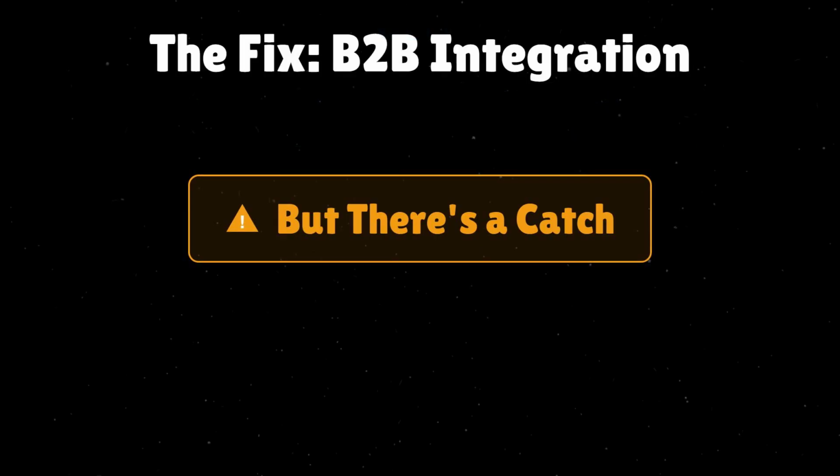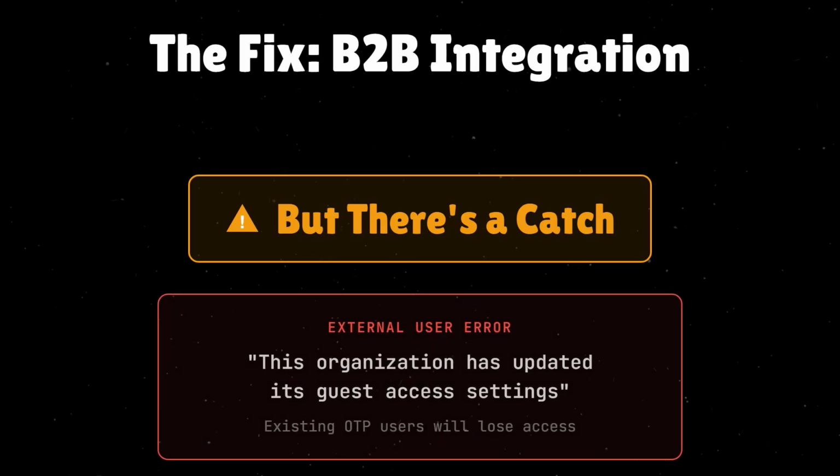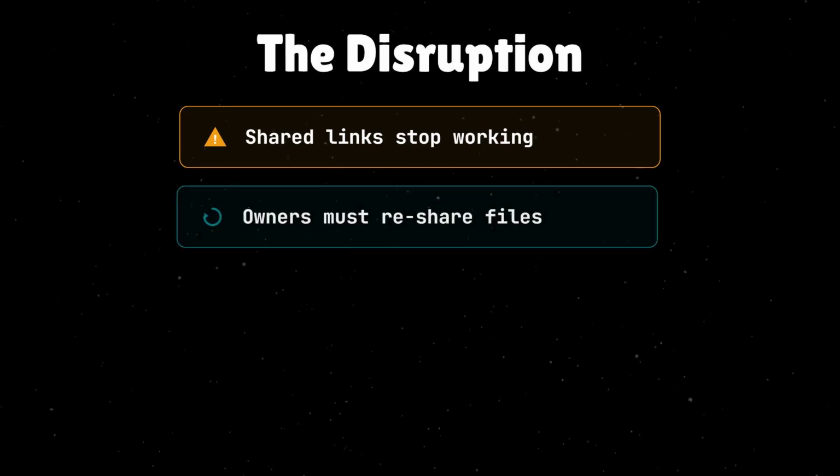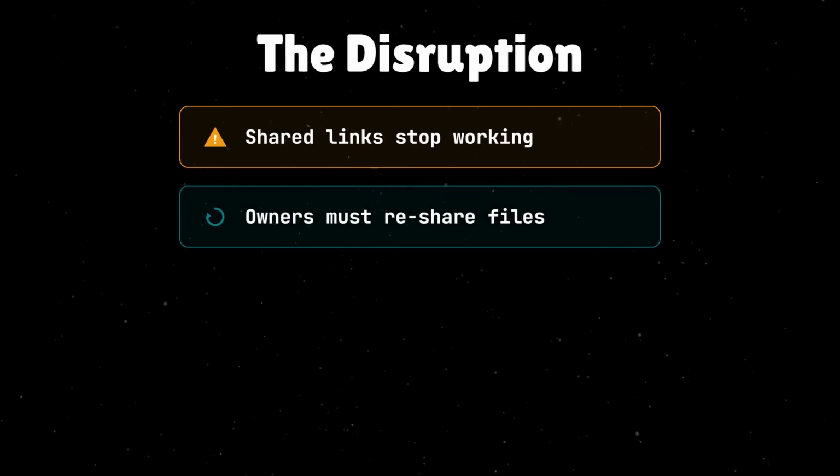However, and this is important, there is a disruption to be aware of. After you enable Entra B2B integration, external users who previously accessed your content using one-time passcodes will run into access issues. They'll see an error that says, "This organization has updated its guest access settings." Their existing shared links will stop working. To restore access, your data owners will need to reshare those files and folders with the affected external users. So it's not a flip the switch and forget kind of a change. There's a re-invitation step involved.